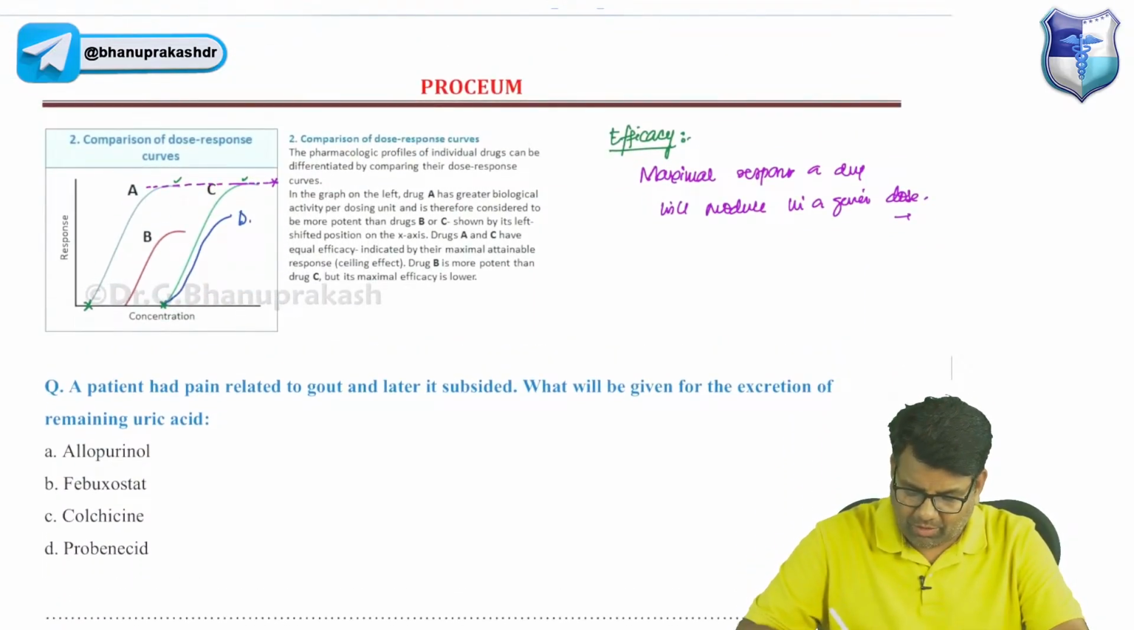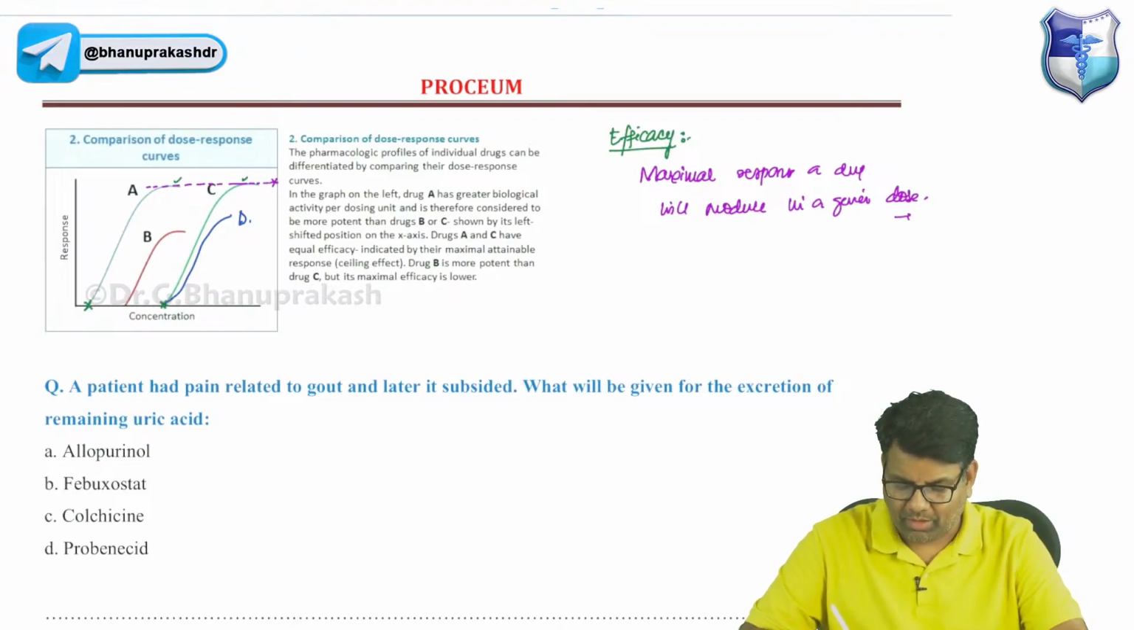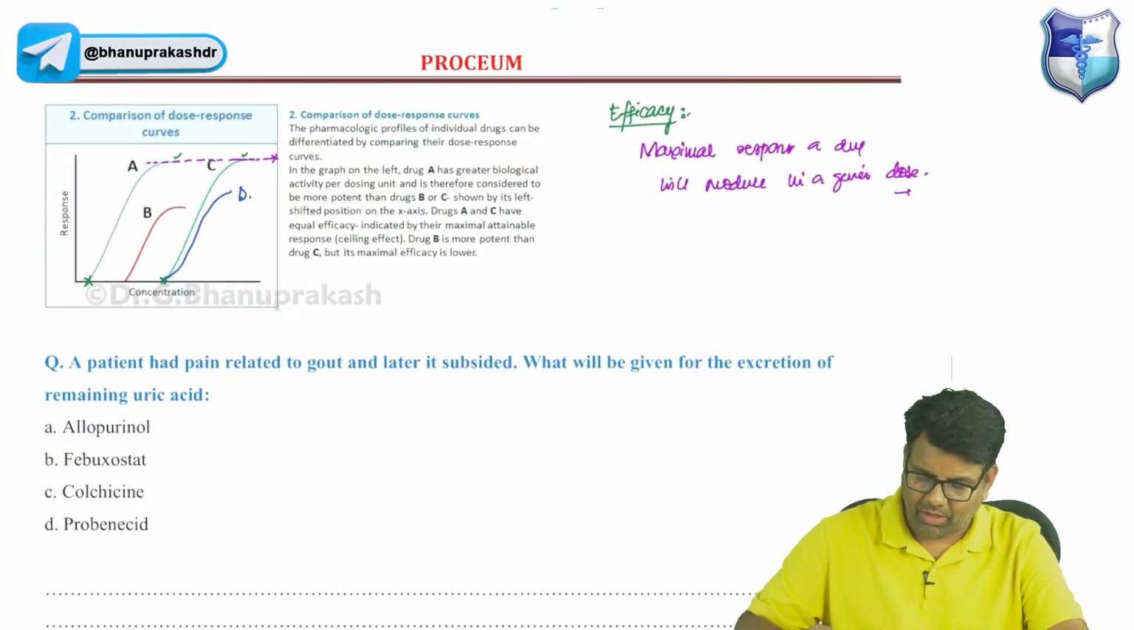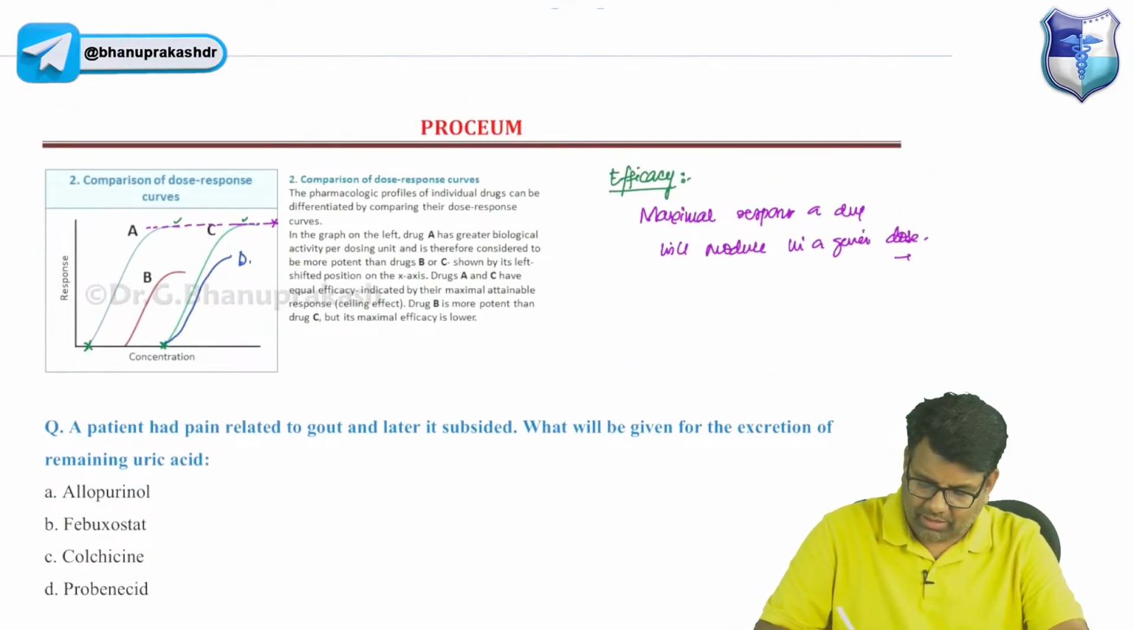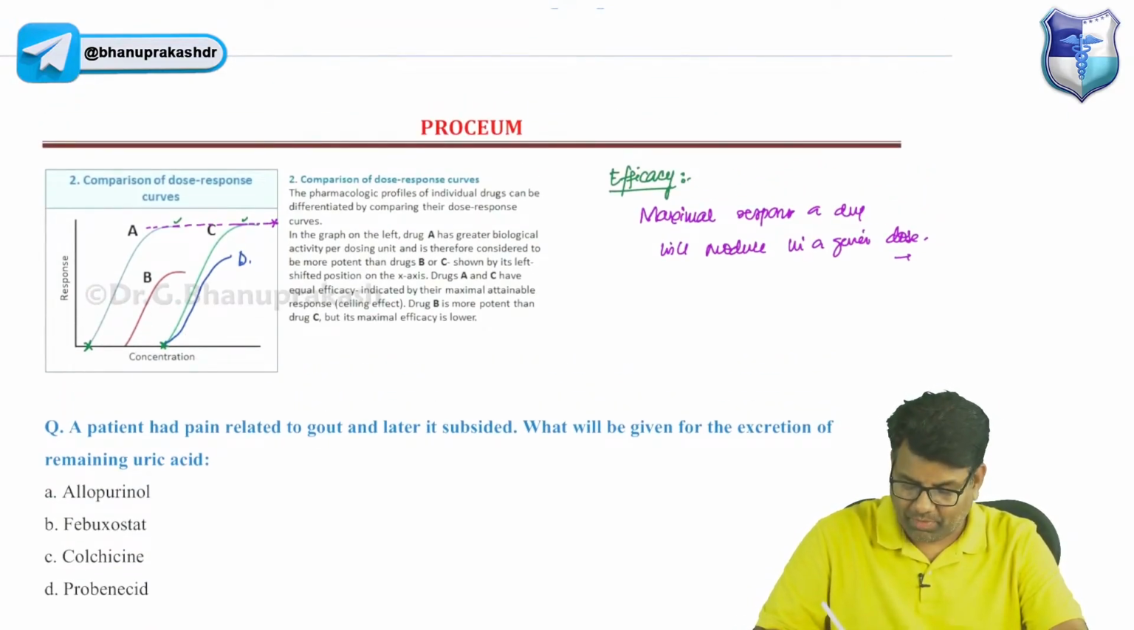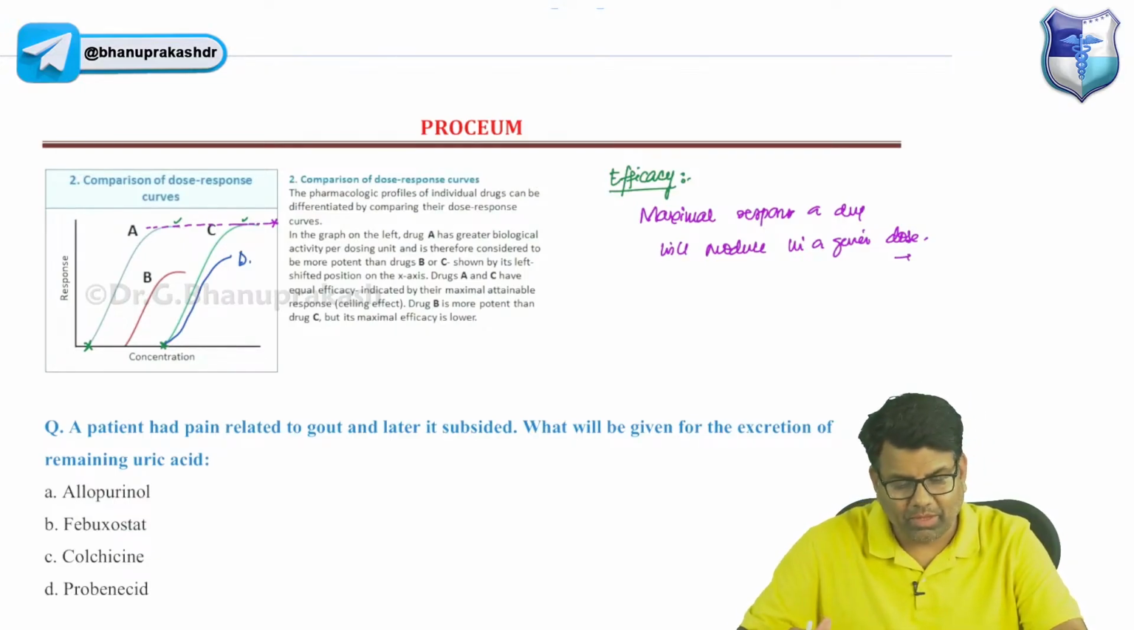Now B cannot be taken here because B is not going up to the desired response. So a better comparison, in terms of potency, can be done between A and C. So for potency, the higher part has to be the same, and for efficacy, the lower point or the concentration of the drug has to be the same.